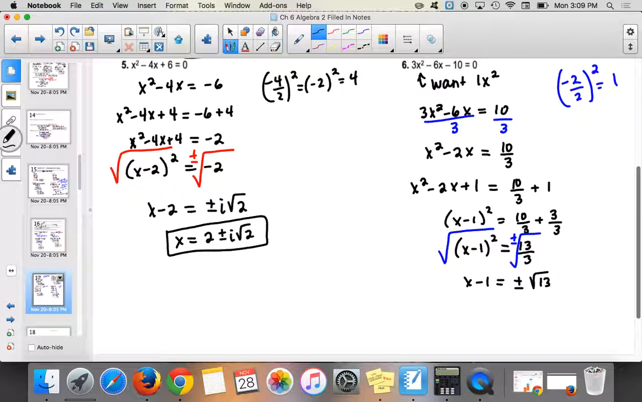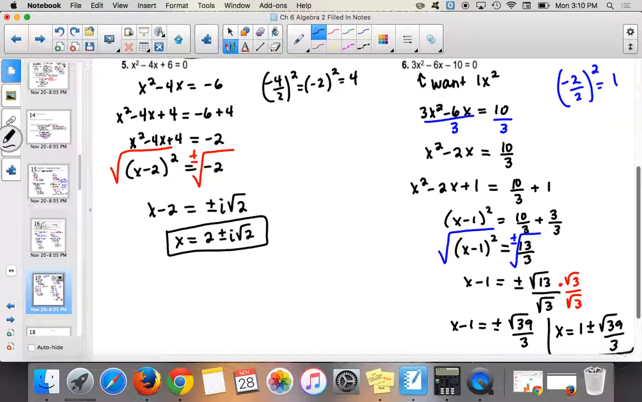So square root of 13 over the square root of 3, right? That's what square root of 13 thirds is. It's like a square root on both of them. So Rodrigo's like, square root on the denominator. It just bothers you so much, doesn't it? Multiply by square root of 3 over square root of 3. So I'm going to get x minus 1 equals plus or minus the square root of 39 over 3. And I'm going to add that 1 over, so my answer is x equals 1 plus or minus the square root of 39 over 3. That is your answer.